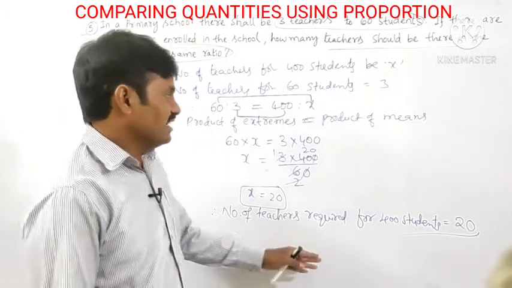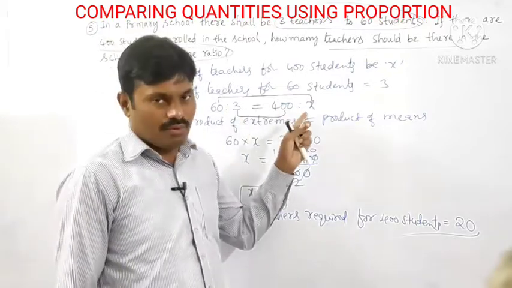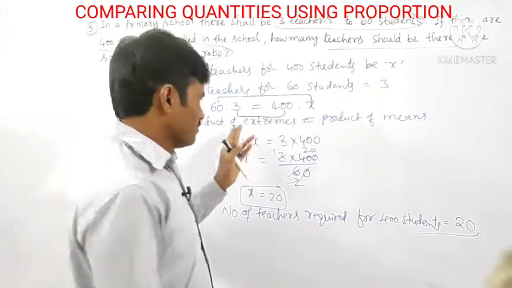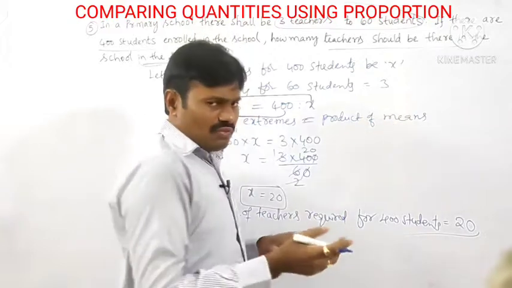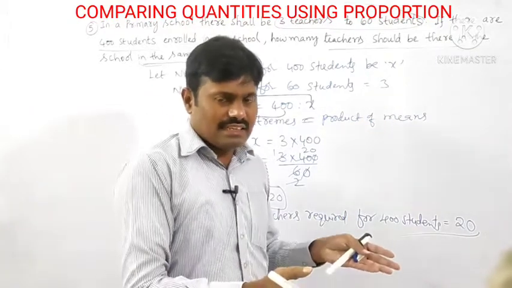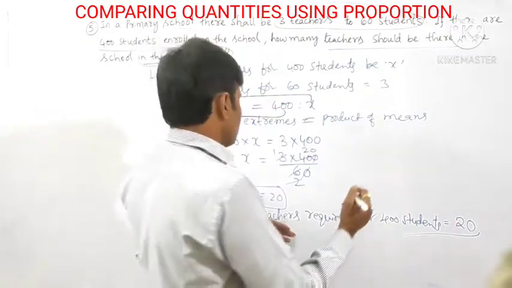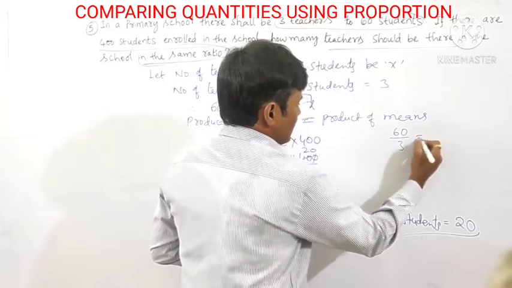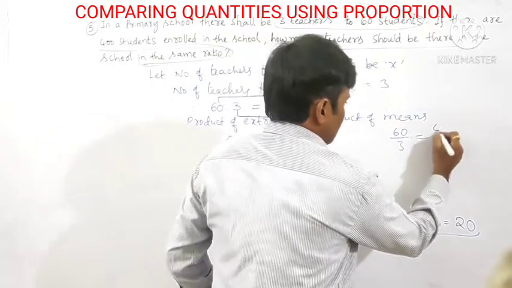Is it clear? In another way also we can solve this question. Here we applied the proportion concept, that is, the product of extremes is equal to the product of means. In another way, as we already discussed in the earlier session, A is to B can be written as A by B. By using the same concept, 60 is to 3 can be written as 60 by 3, is equal to 400 is to x, which can be written as 400 by x.